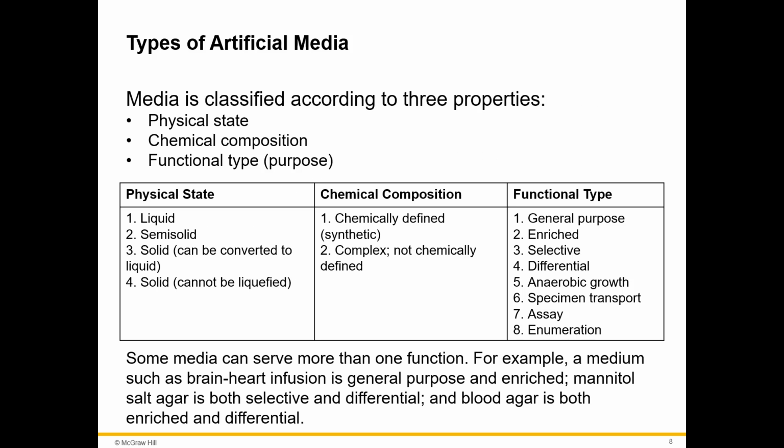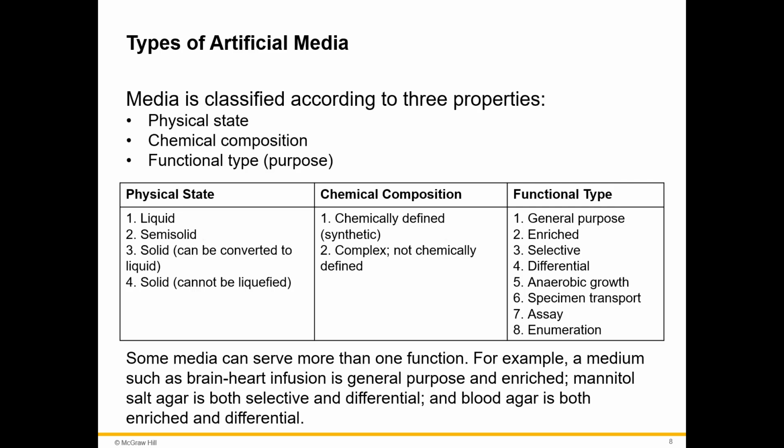Media is classified according to 3 properties: the physical state, whether it's liquid, semi-solid, or solid; chemical composition, whether it's chemically defined or complex; and functional type, whether it's general purpose, enriched, selective, differential, anaerobic growth, specimen transport, assay, or enumeration media. So first we'll talk about the different states. As far as chemical composition goes, I'm not going to cover that too much.